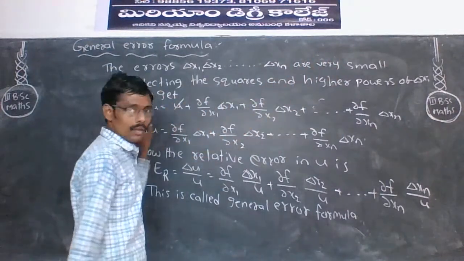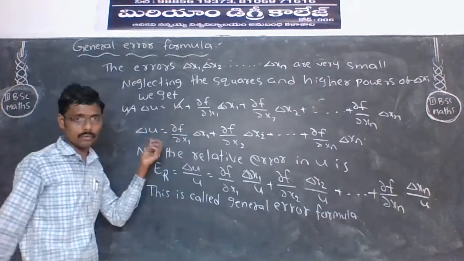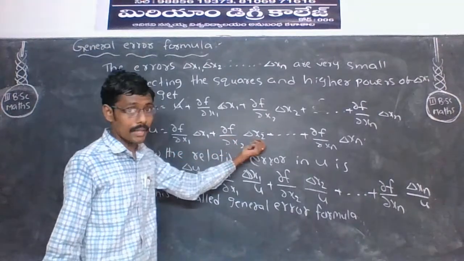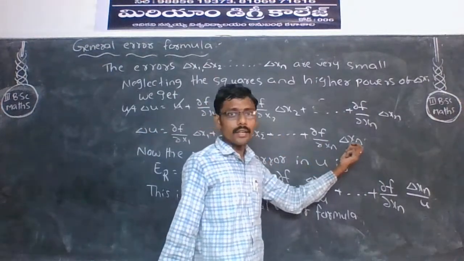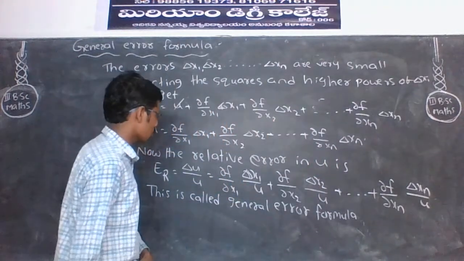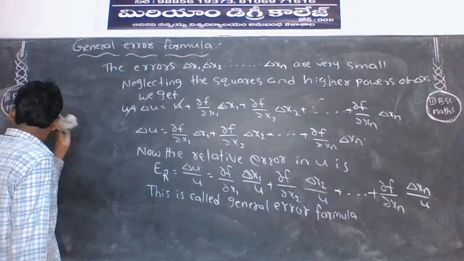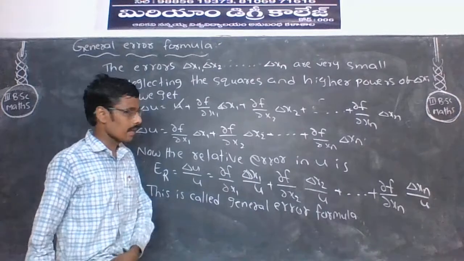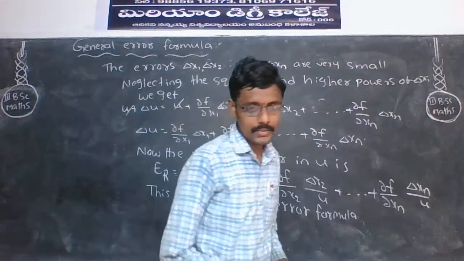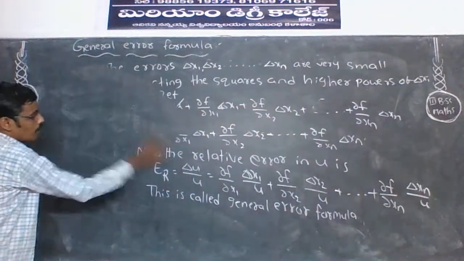of delta xi, we get u plus delta u is equal to u, the u cancels, therefore delta u is equal to ∂f/∂x1 delta x1 plus ∂f/∂x2 delta x2 plus ∂f/∂xn delta xn. The relative error is delta u by u equals (1/u)(∂f/∂x1 delta x1 plus ∂f/∂x2 delta x2 plus ∂f/∂xn delta xn). This is called the general error formula.